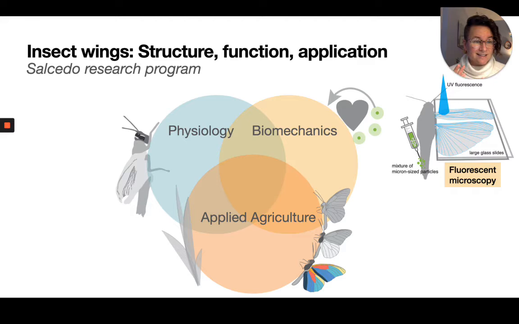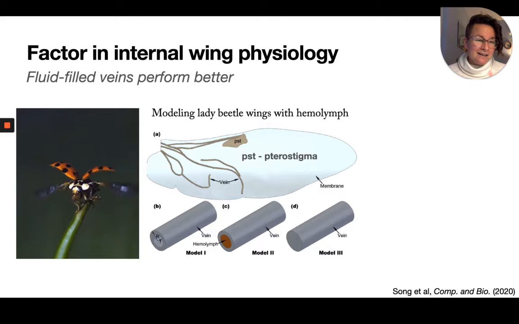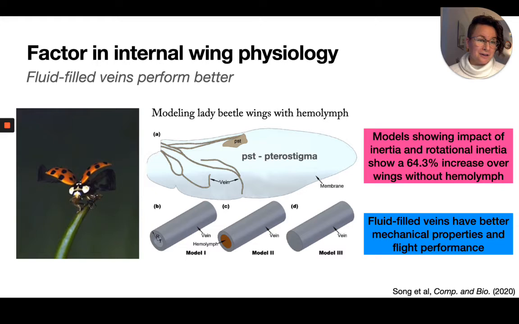I also use resources at national laboratories like Argonne, and today I'm going to discuss how I have used their micron level resolution to understand the internal morphology of insect wing veins. So we know from just simple models, well, it's not simple to do it, but we know that if we add hemolymph into our models of wing veins, that mechanical performance of a flapping wing is better. So mechanical instabilities reduce, things like flutter decrease, and so incorporating that physiology is important.